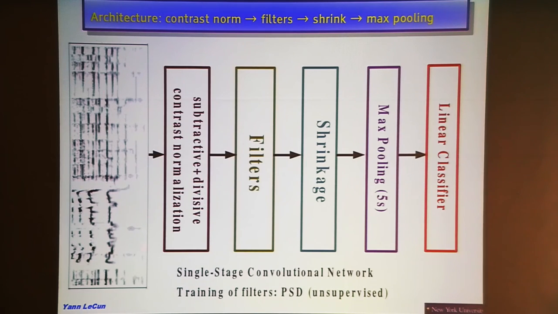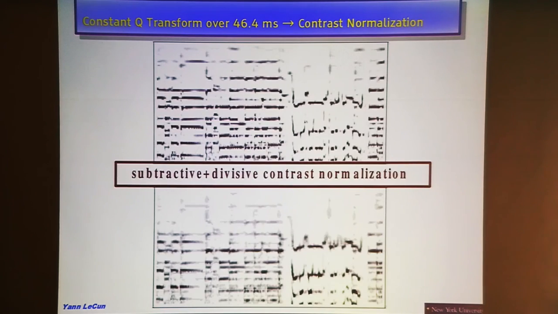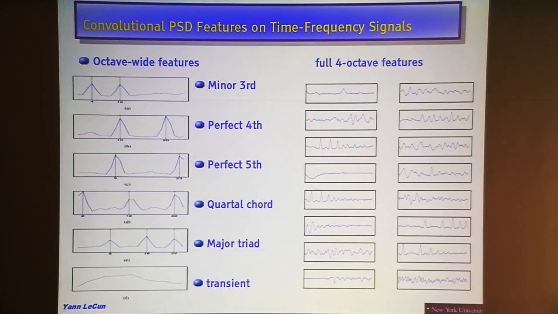This is a depiction of the constant Q transform, where time goes vertically and frequency is horizontal. Then come contrastive normalization, filters, shrinkage, max pooling, a linear classifier, and then pooling over 30 seconds. So that's how it looks after normalization.